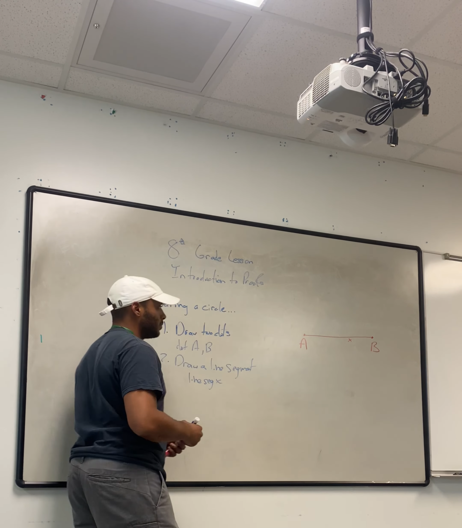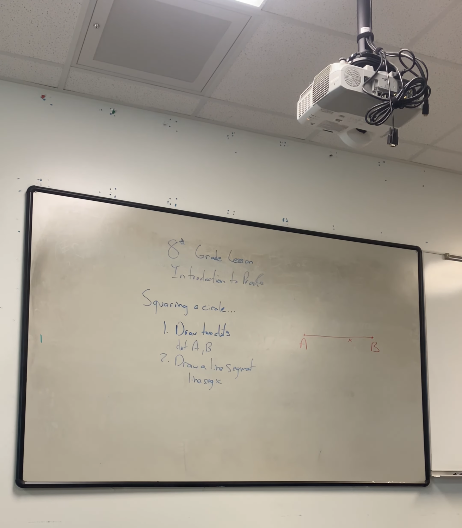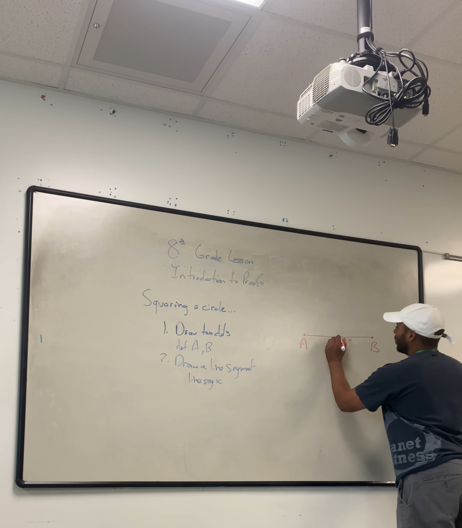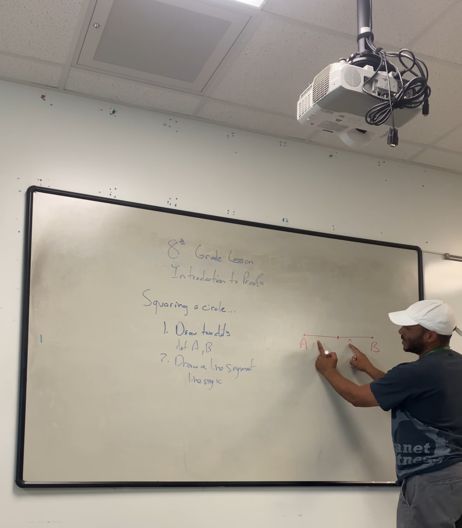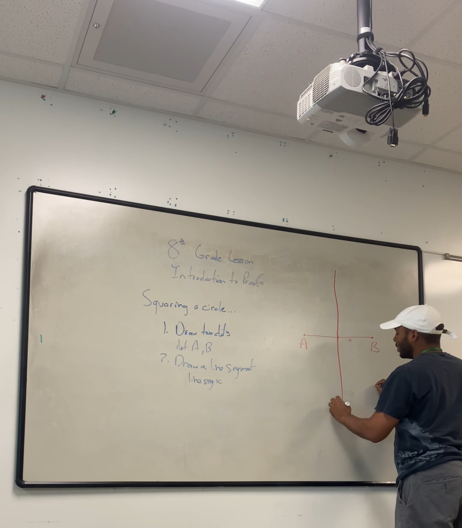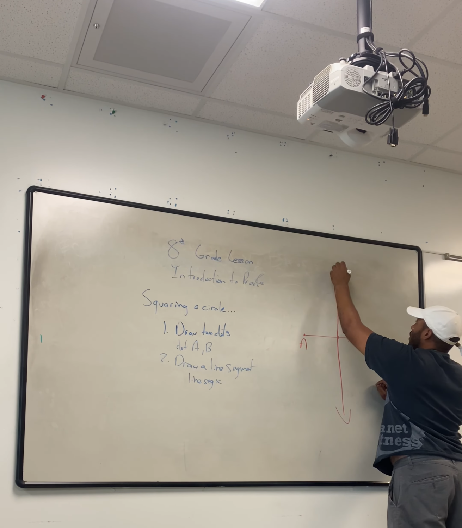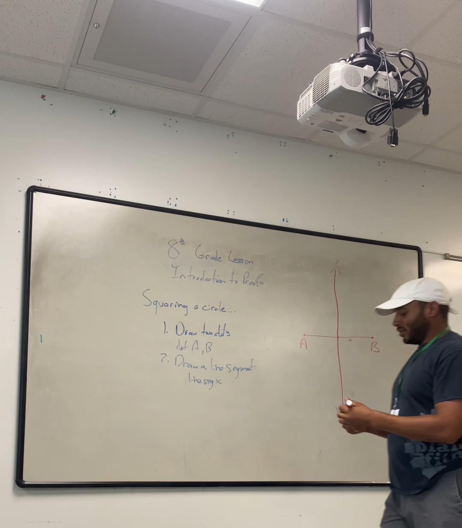X. Okay? Now I'm going to draw a perpendicular line at the midpoint or the halfway point of line segment X, and it's going to look like this. It's not the straightest line, but it'll be okay. And we're going to call that line Y, just because.